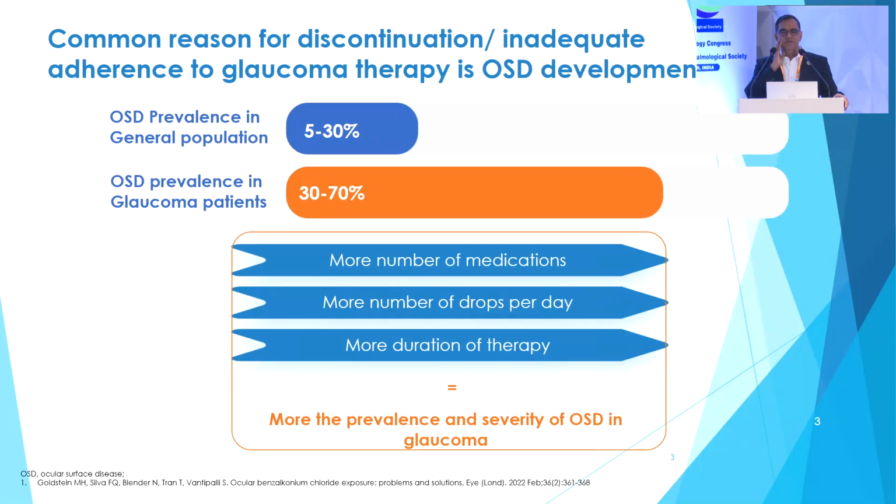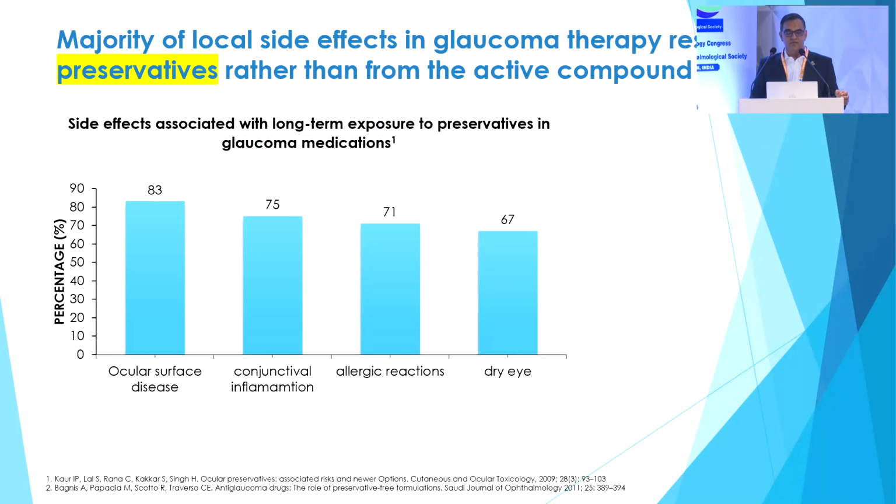A common reason for discontinuing glaucoma therapy is the development of ocular surface disease, OSD. In the general population, it's said to be somewhere between 5 to 30%. But in the glaucoma population, the elderly with the need for drops, it's much, much higher. The more the number of medications, bottles and drops per day, and the longer the duration of therapy, obviously the more we increase the problem of ocular surface disease.